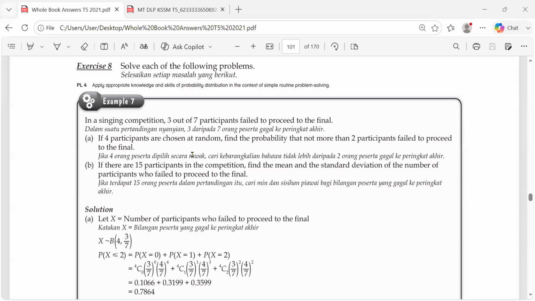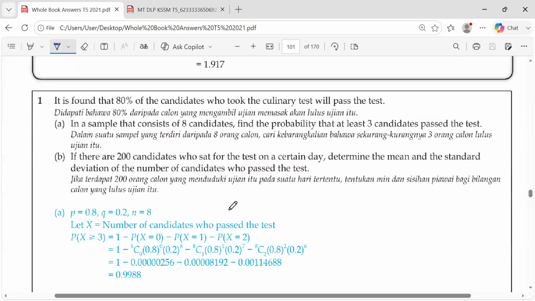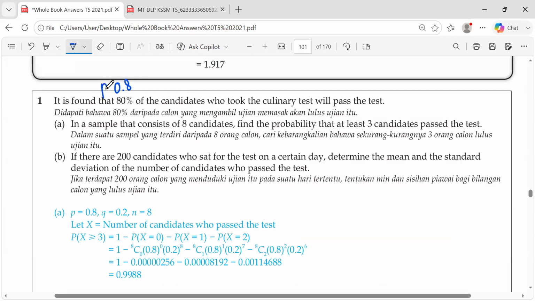Hi everyone, let's look at the question for binomial distributions. This is question number 1. It's found that 80% means 0.8. P is equal to 0.8, Q is equal to 0.2, total up is 1. Okay, so the sample is 8 candidates.